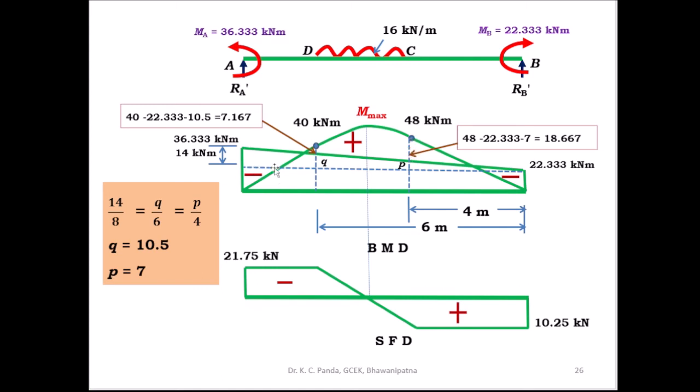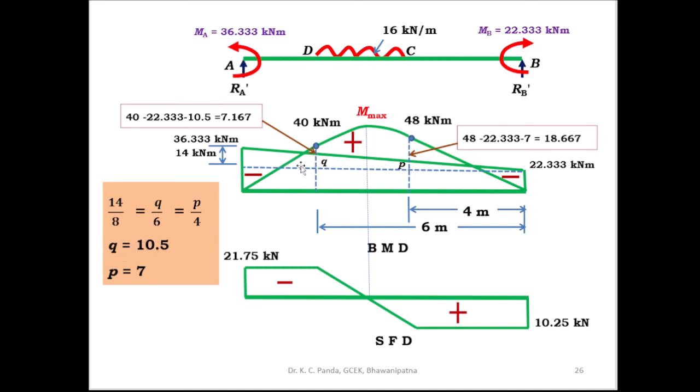By taking the similar triangle, this is one triangle, this is another triangle. Then by using these triangles, because you know this ordinate, you can find 14 kilonewton meter divided by the total length 8 is equal to Q by 6 is equal to P by 4. Then you can find out what P and Q are.